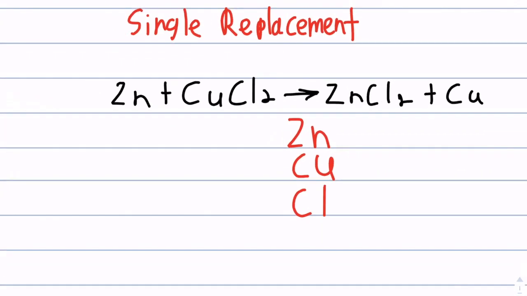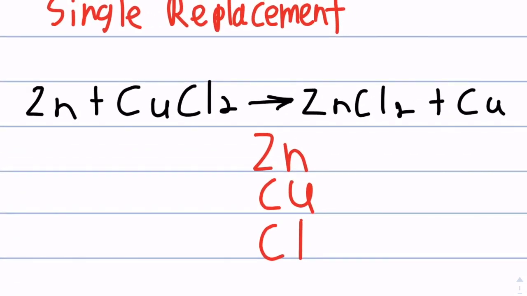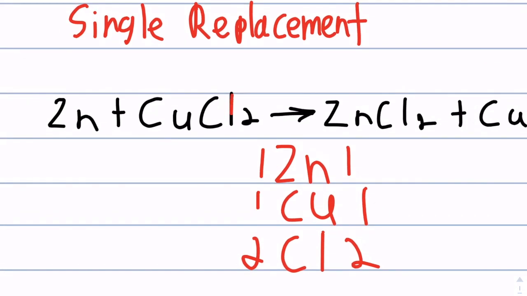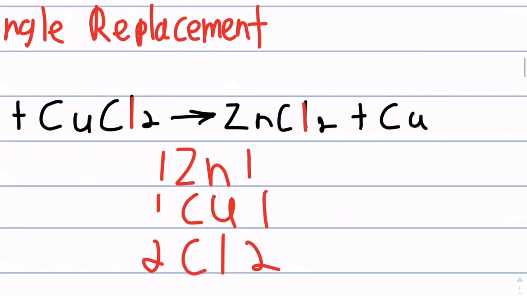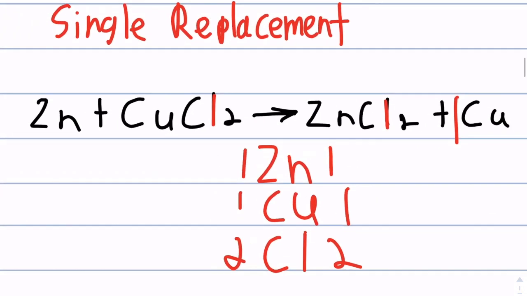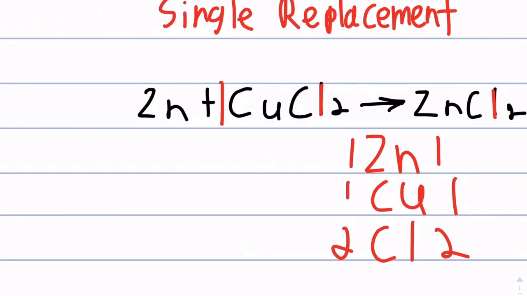Now, this equation is actually really easy because you have one of each on every side, so they're already balanced. So there's one Zn on the left, one Cu on the left, and 2 Cl. And then on the right, there's one Zn, 2 Cl, and 1 Cu. So you're already good with that one. Just remember that you have to fill in the ones like that, and there, and there, and there.